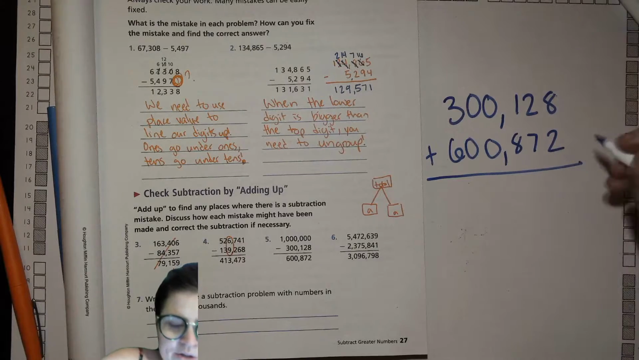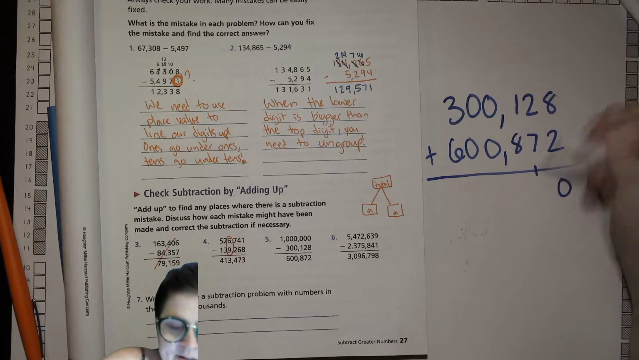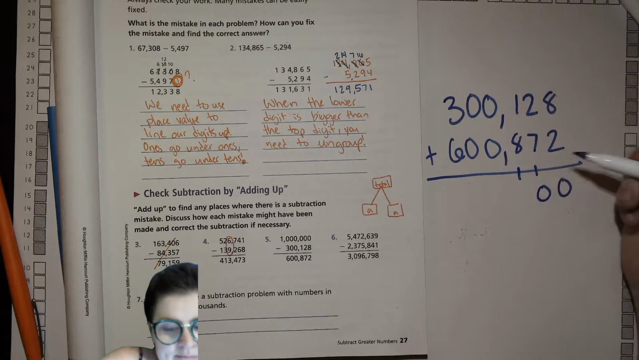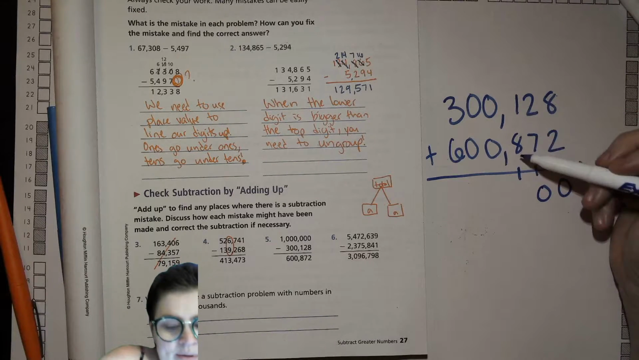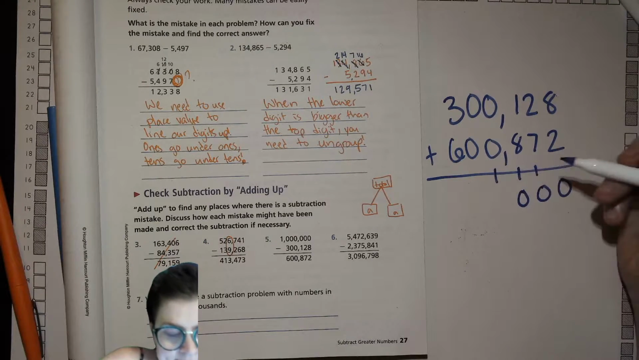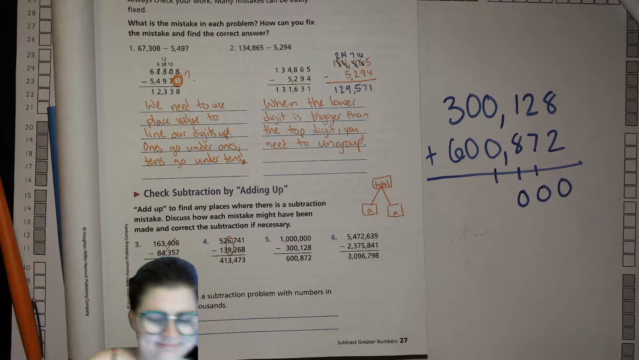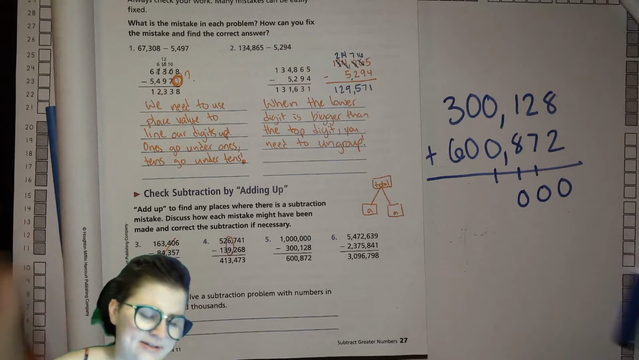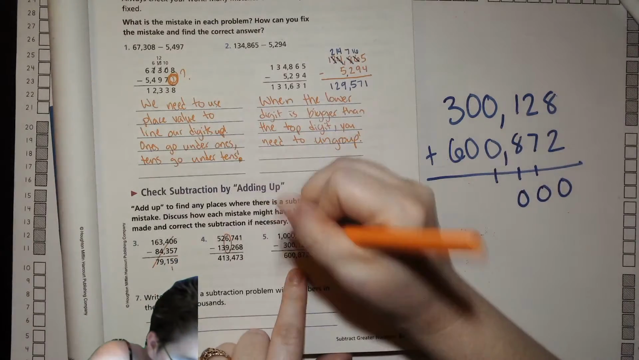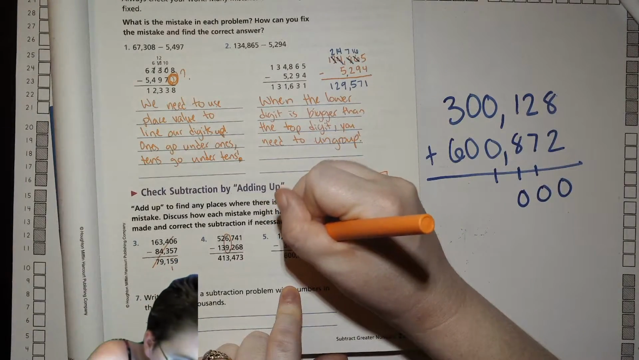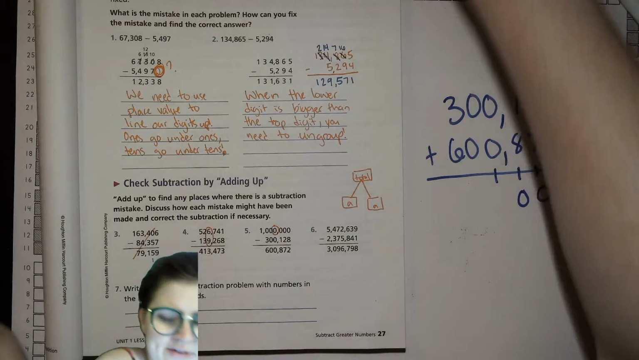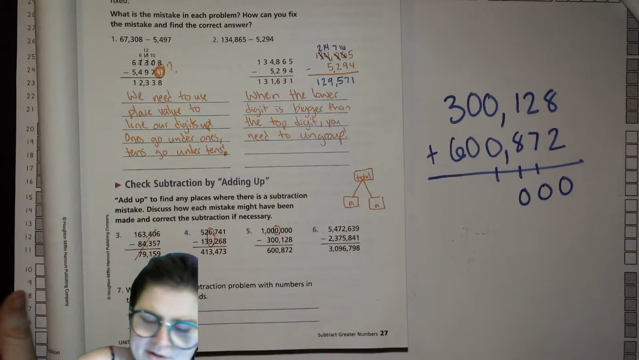So 8 plus 2, 10. 1 plus 7. 1 plus 8. So you can see that they messed up their ungrouping from here. It's kind of hard to see exactly, so I'm going to go ahead and set up the subtraction.